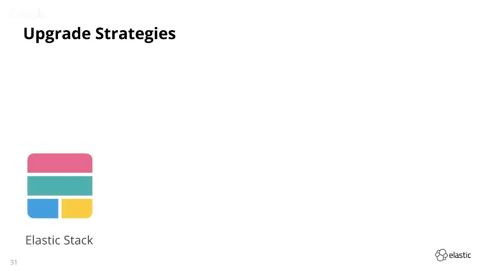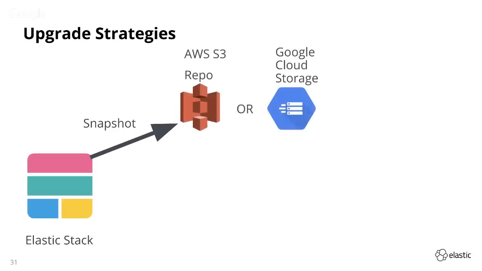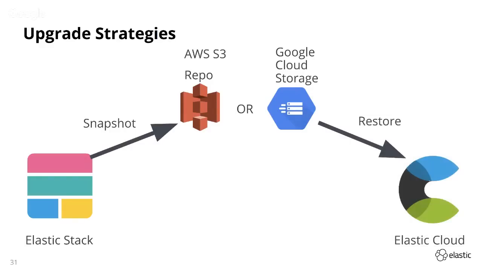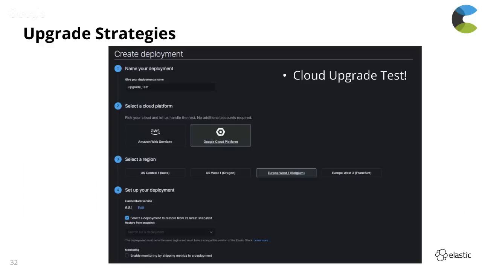Another strategy is from the Elastic Stack, you can take a snapshot into some shared storage, as an example, like the AWS S3 repo or Google Cloud Storage. And then you can do a restore into Elastic Cloud. As an example of this, I took a quick screenshot with Elastic Cloud. If you notice towards the bottom, step number 4, I put a little red box around it. You can restore from a snapshot.